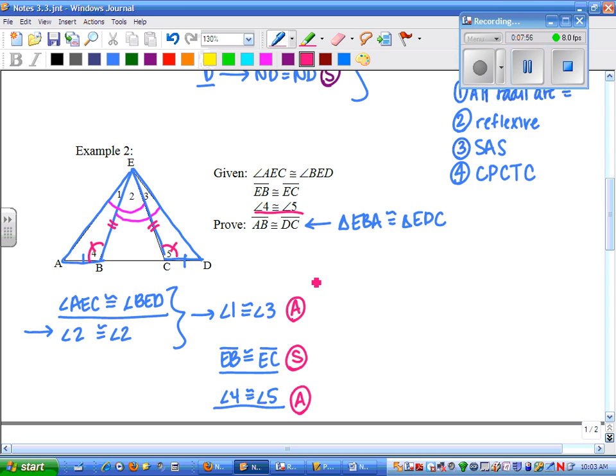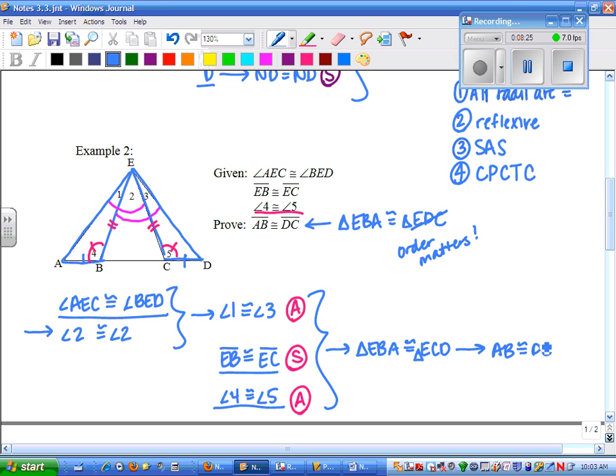So I have ASA. I can go ahead and group those three. And say now triangle EBA is congruent to triangle ECD. This is a mistake, it should have been ECD. Okay, remember order matters here. And coming from that, I can now say that AB is congruent to DC. Okay, so my reasons. Here's 1, 2, 3, and 4.